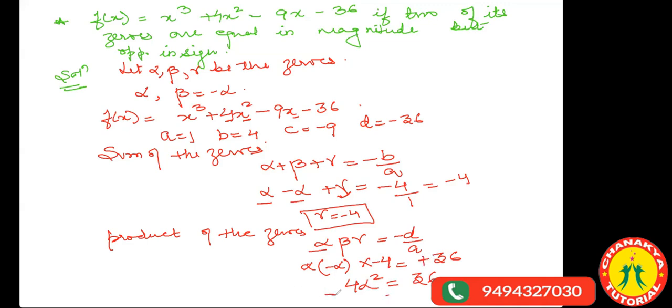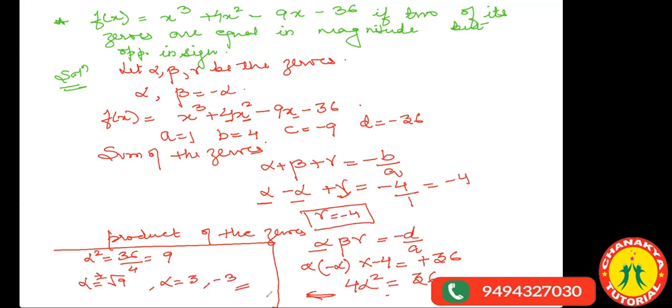So 36. Then alpha square will be 36 by 4, so 4 nines are 36. Now the value of alpha will be under root 9, plus minus. So the value of alpha will be 3 and minus 3. Clear, beta? Yes, ma'am. Okay. Then the value of beta will be minus plus root 3, because opposite. If you take alpha as 3, then beta will be minus 3. If you take alpha as minus 3, then beta will be 3. I have written root 3 only. Clear, beta?